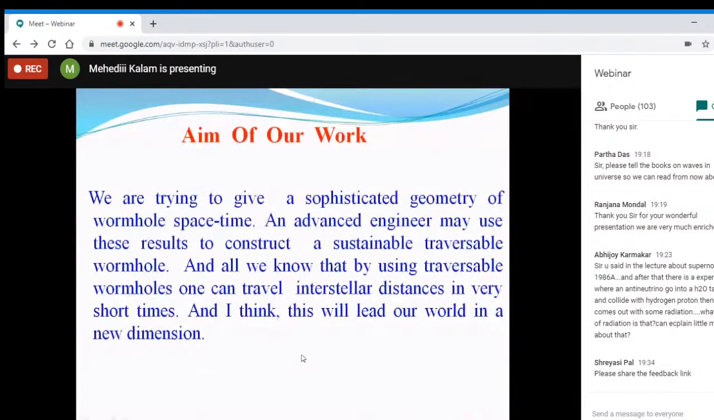So what will be our aim? Our aim of work must be to get the sophisticated geometry so that we can get the wormhole structure. And if we get the wormhole structure and a sustainable traversable wormhole, then we can travel interstellar distances in very short time. So scientists are searching for where that exotic matter is. That's why numerous wormhole models have been developed by different scientists.